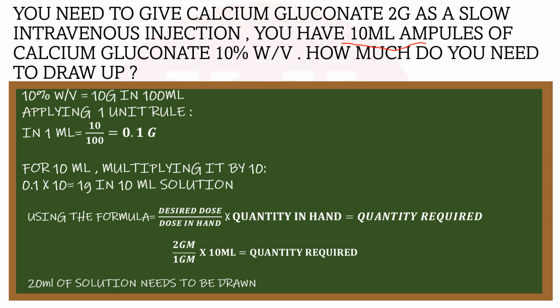So the desired dose here we want to give is 2 gram. The dose in hand is 1 gram. And the quantity in hand is 10 ml. So after calculating, we come to the conclusion that 20 ml of solution needs to be drawn if we want to give the patient a 2 gram of calcium gluconate intravenous injection.